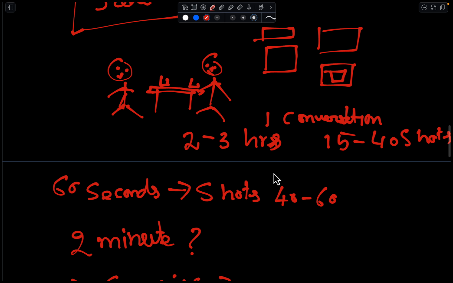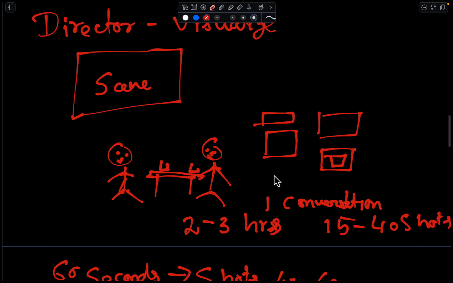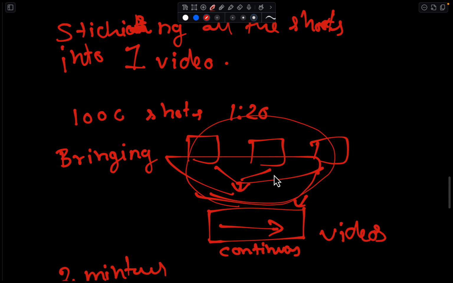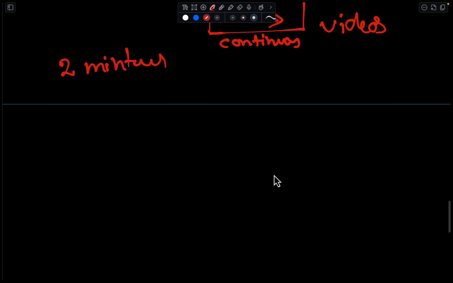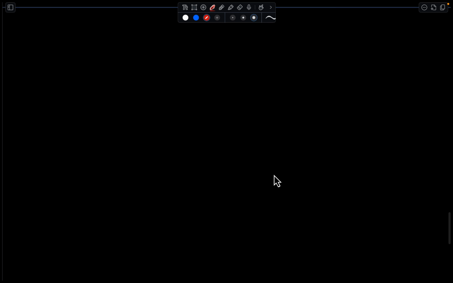So we spoke about shots. We spoke about how a scene is made up of different shots, and how editing brings all these shots together. So what is missing? The thing that's missing is the sound. Sound plays an important role in the film. So what role does the sound play?